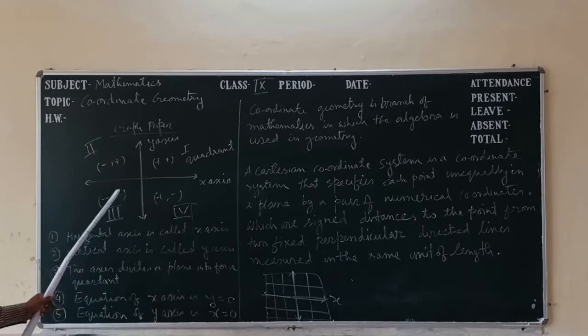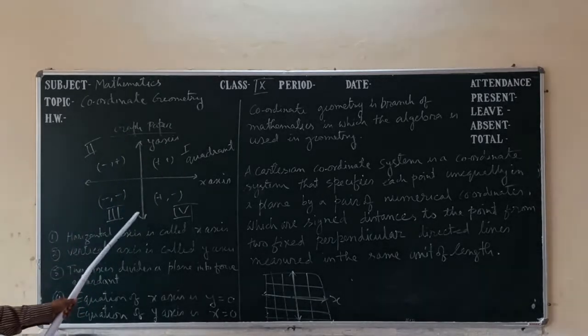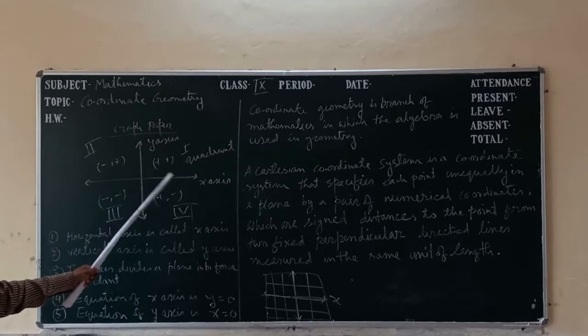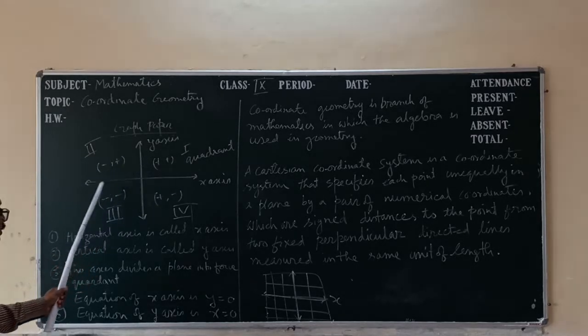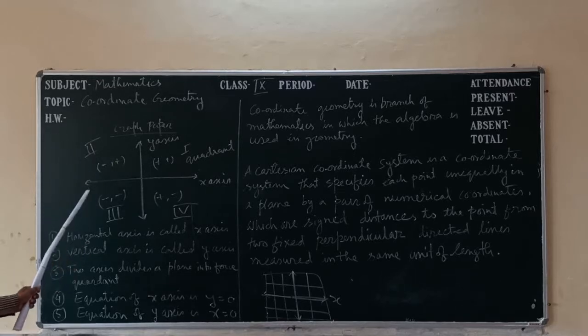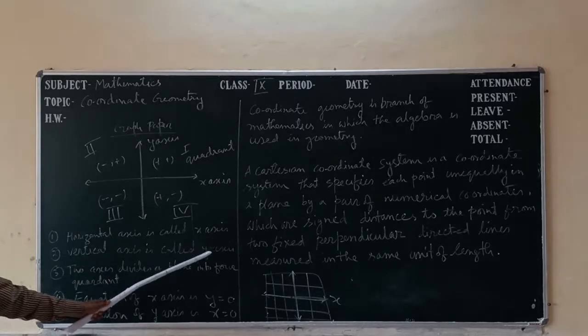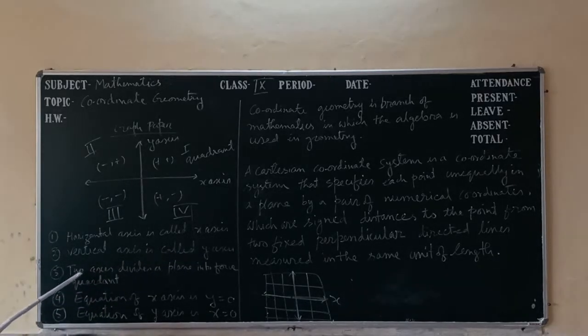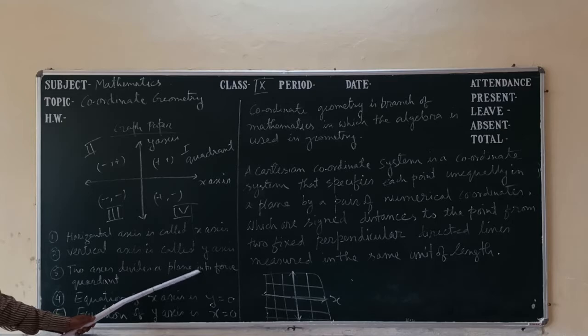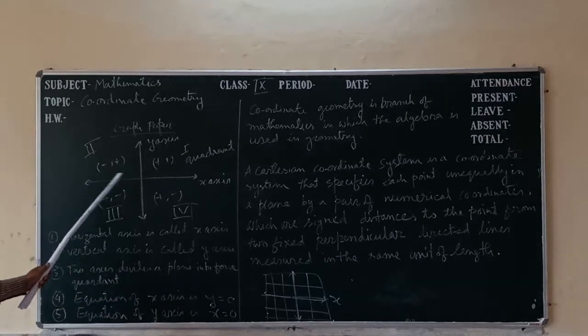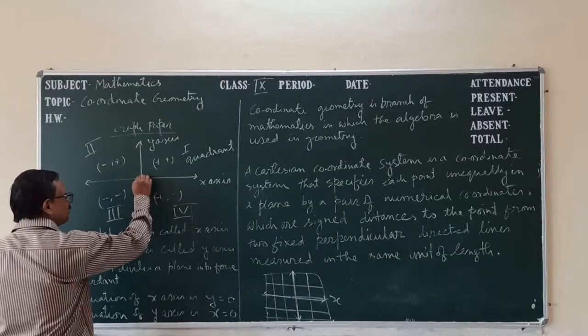So in a graph paper, whenever we draw two axes, the x-axis and the y-axis, there are four quadrants. The horizontal axis is called the x-axis, the vertical axis is called the y-axis, and the two axes divide the plane into four quadrants. And where these two axes meet is the intersecting point of the two axes.